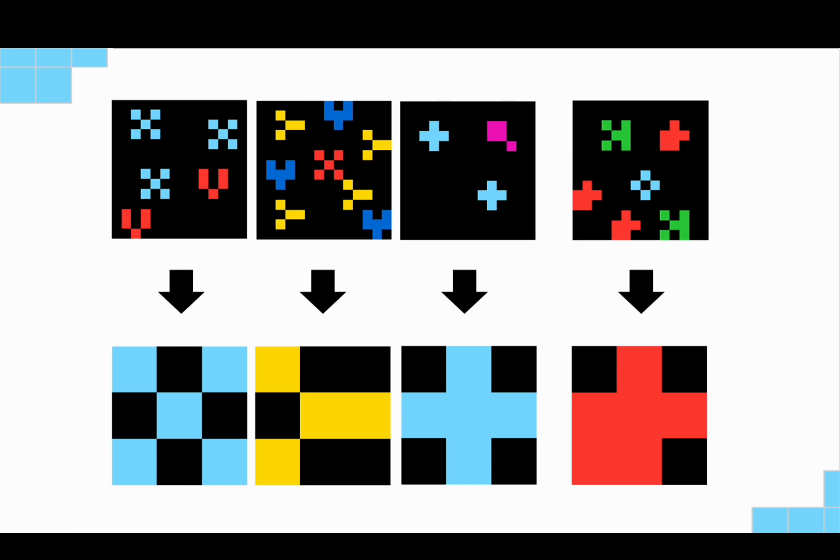In the first pair, the light blue snowflake appeared 3 times and the red V-shaped pattern appeared 2 times. Then below the arrow, the result becomes the light blue snowflake. In the second pair, the answer is the yellow one that appeared 4 times. In the third pair, the answer is a light blue cross that appeared 2 times.